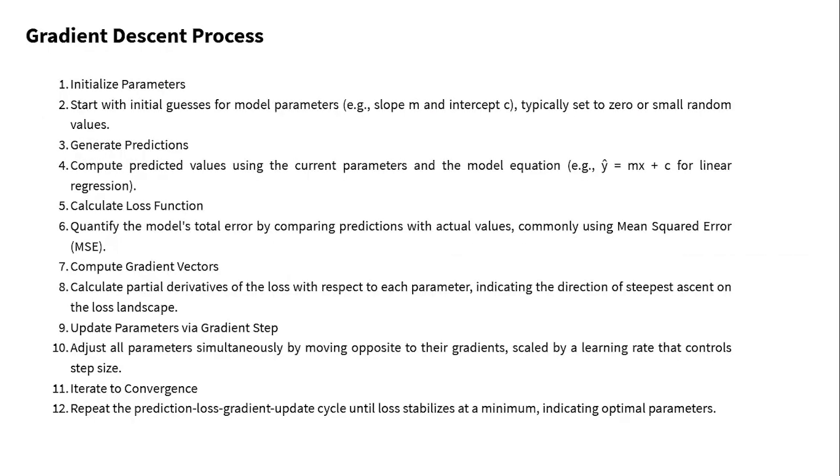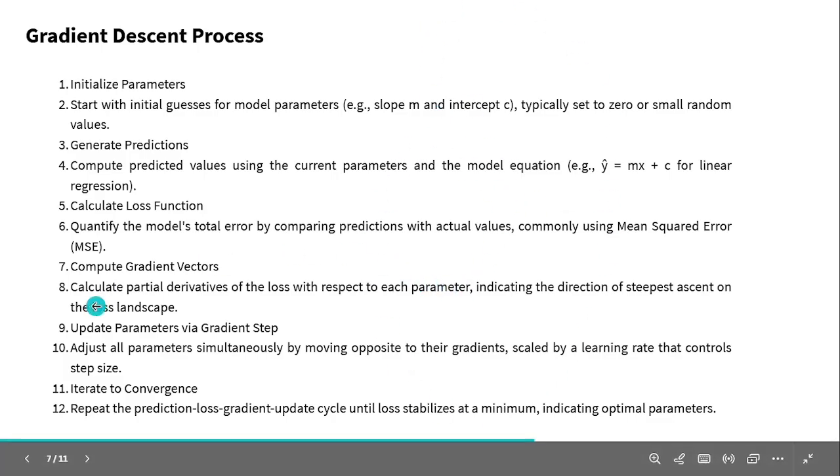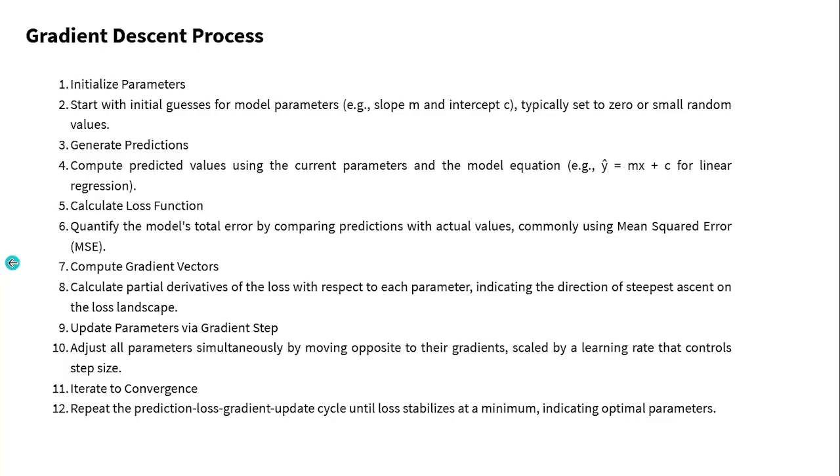Now, discussing the step-by-step gradient descent process. Here's how the algorithm actually works. There are 6 steps in this process. Here I have classified it into 12 steps, but the overview is about 6 steps. They are: first, initialize the parameters. Start with random values for m and c. Second, compute the prediction. Use the current equation y = mx + c. Third, calculate the loss. Measure the error using MSE that we have seen earlier.